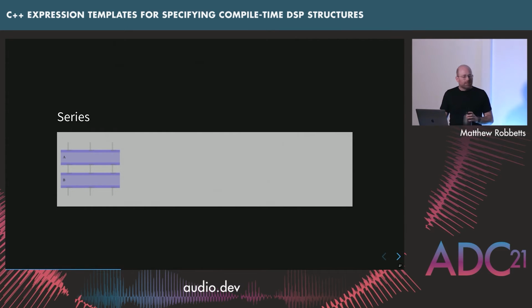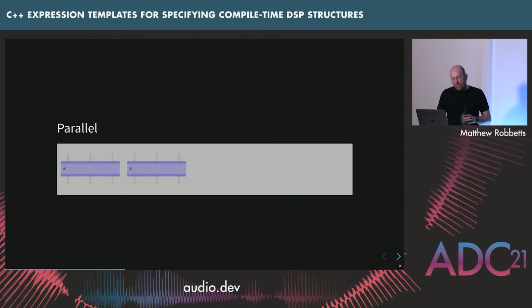So if we're putting A in series with B, we're going to connect all of A's outputs to all of B's inputs. And a strict requirement of Faust's composition is that the composition must be complete. You can't have any dangling inputs left over. So there must be exactly 3 outputs and exactly 3 inputs, and nothing left over. That's the rule. Parallel composition just puts A next to B. So you just concatenate the inputs and outputs, and that's your new kind of unit.